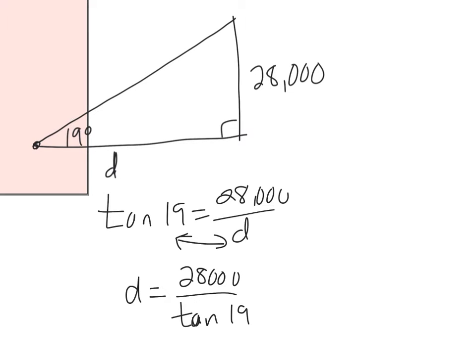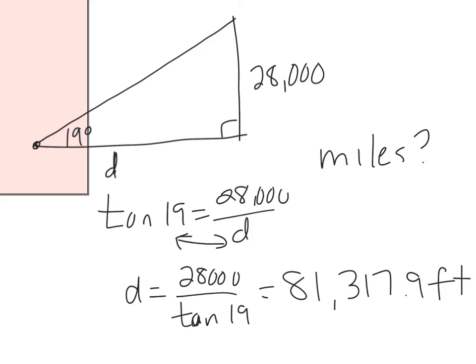$28,000 over the tangent of 19. So that's going to give me 81,317.9. Now, this is in feet. So it's going to take 81,000 feet to get 28,000 feet in the air. They want to know, what is it in miles?